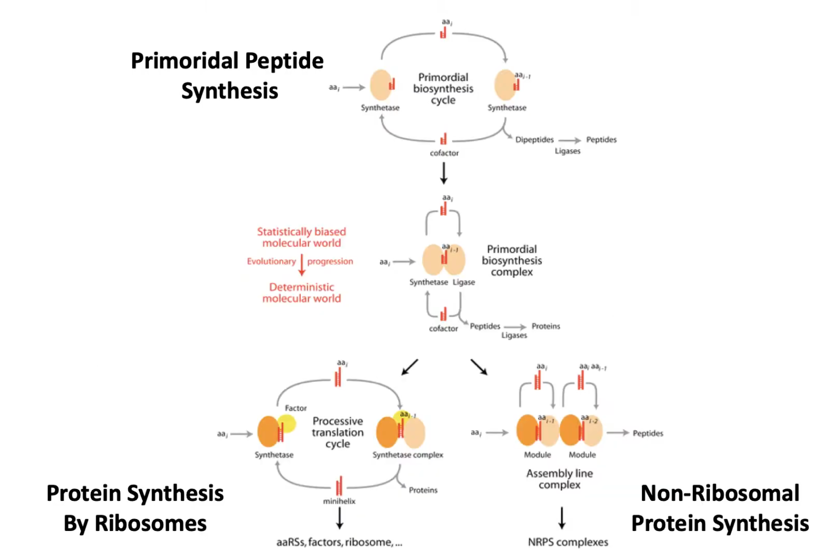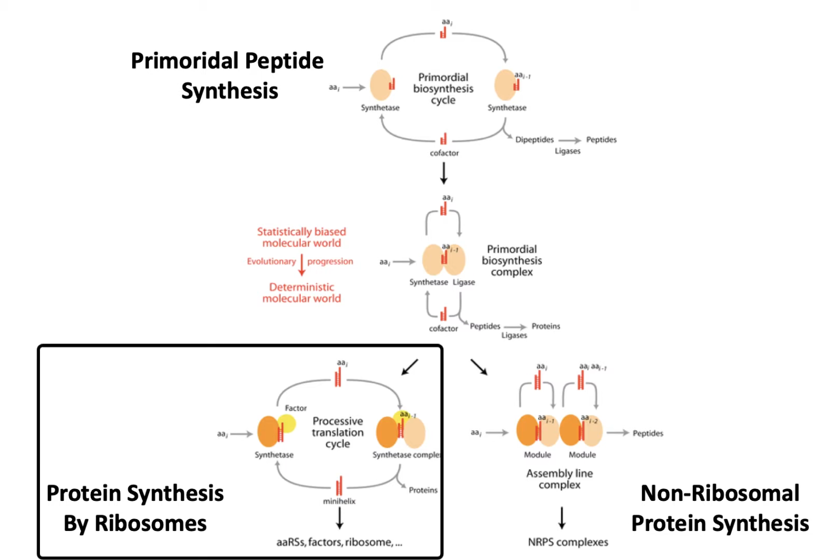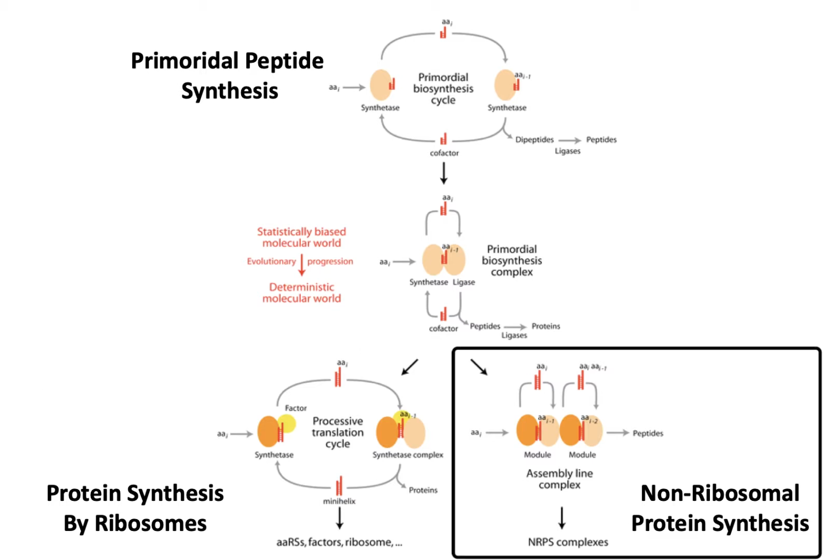And if we look at a scheme, there are two types of protein synthesis ongoing in cells today, including your cells. There's this one over here, which is protein synthesis by ribosomes using these different protein and RNA subunits. And then there's non-ribosomal protein synthesis, NRPS, which is more rudimentary. You can make peptides, but the fidelity isn't great. But that's still going on today.